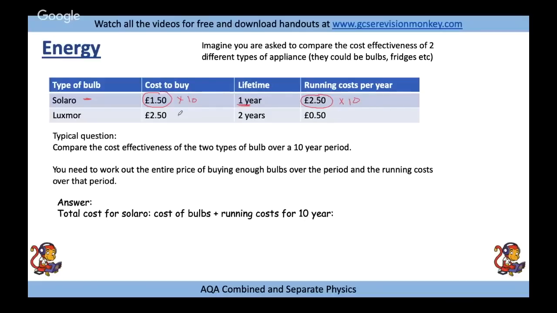And similar for Luxmore, for the other one, this one lasts 2 years. Each bulb lasts 2 years. So if I want to cover a 10-year period, I need 5 of those. But the running costs are still per year, so I'll need 10 of those. So here's my calculations then.